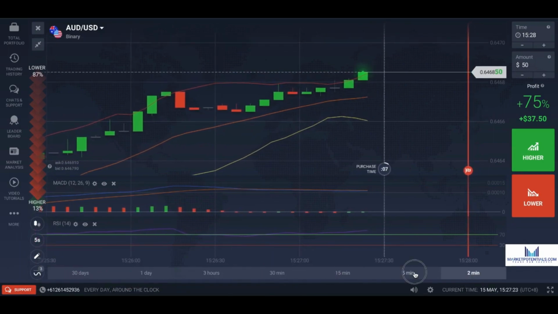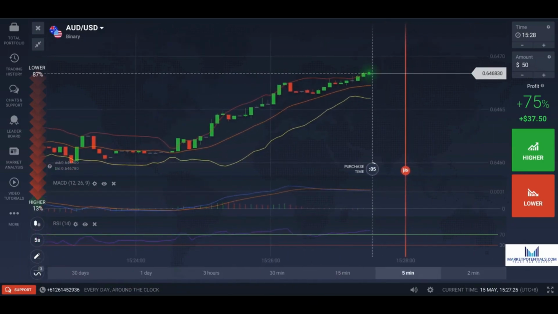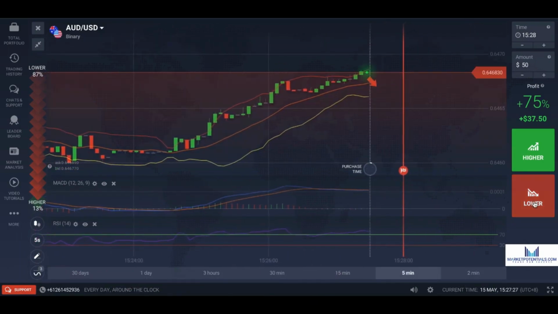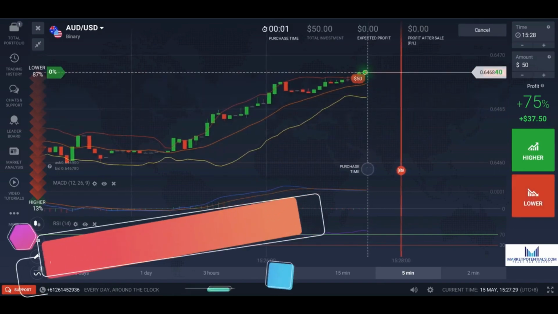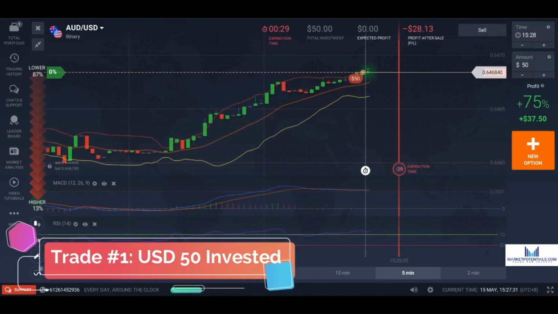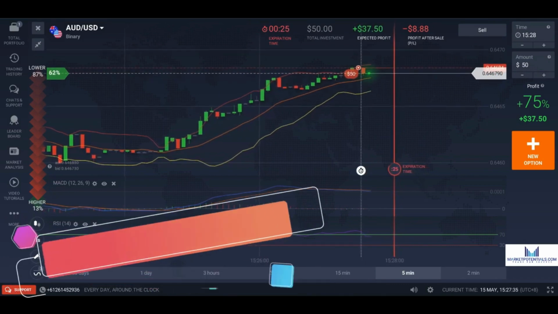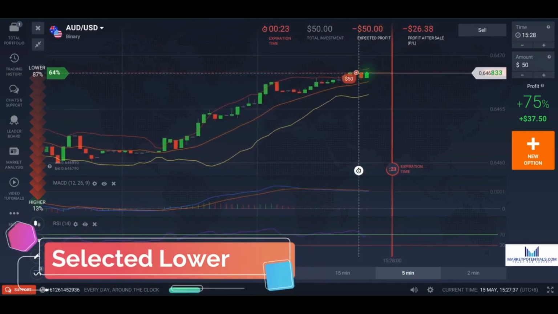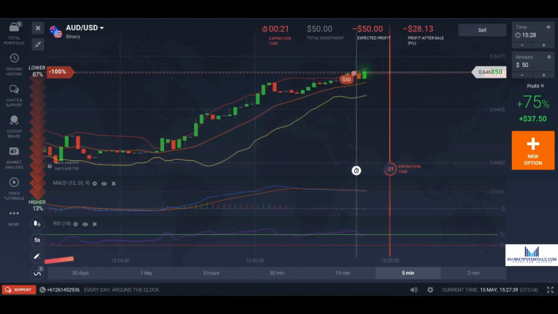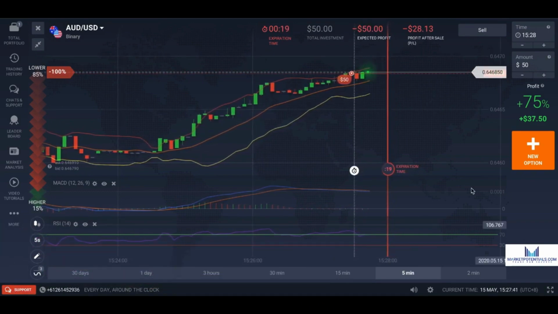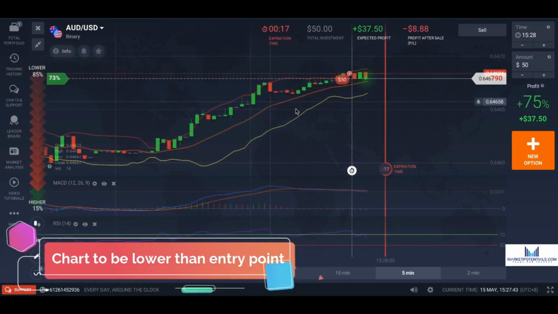So I've got a couple of seconds left to see if I'm going to be picking this trade, and I would actually. So I put in $50 and I've selected lower in the first trade of this afternoon. Basically, as long as the chart ends up being lower in 30 seconds, then I make the money, all right? Otherwise, obviously, it's a loss and I lose that.